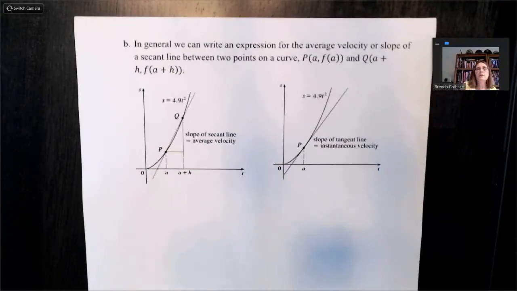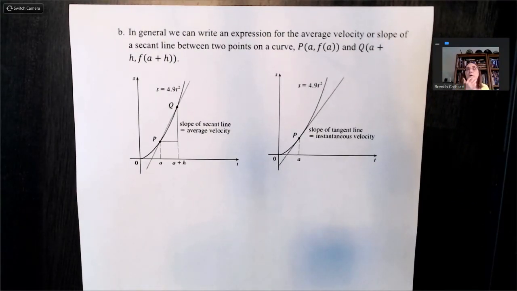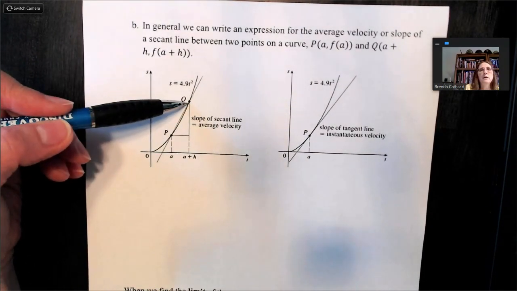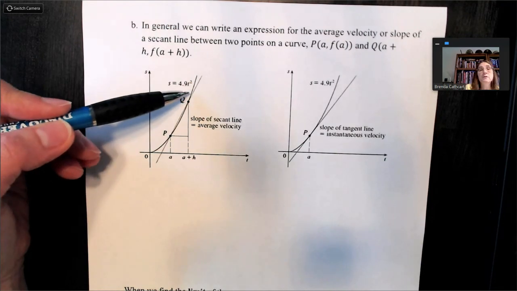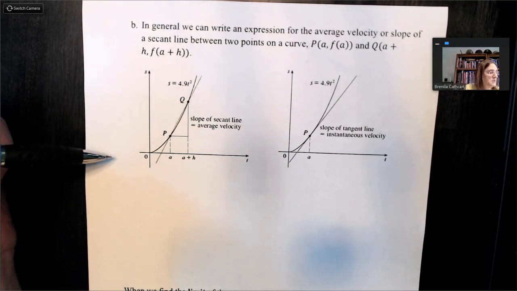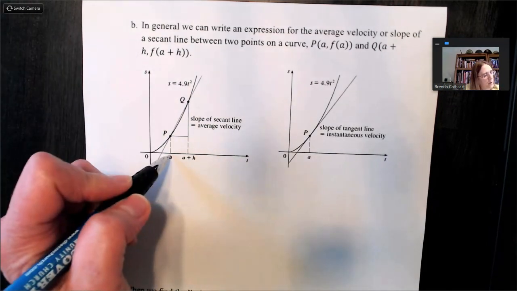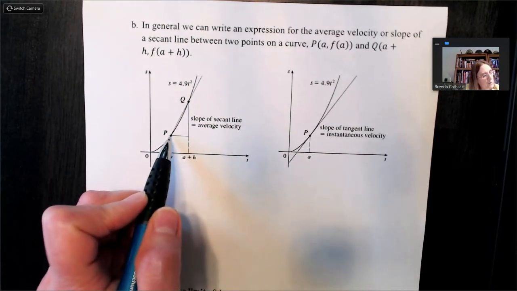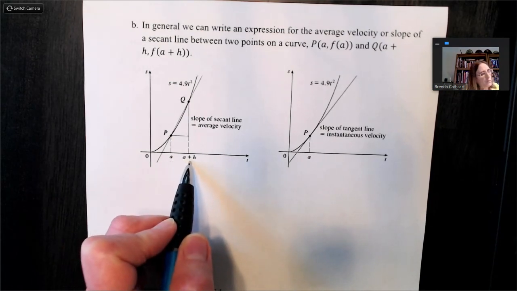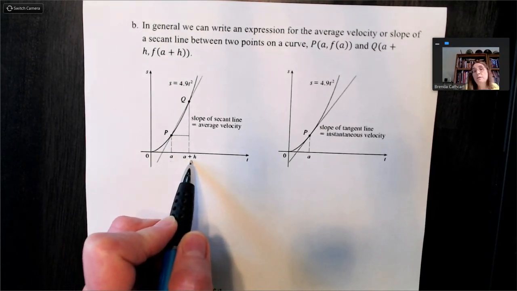One last thing here. In general, we can write an expression for the average velocity or the slope of a secant line between any 2 points on a curve. So suppose I have a curve right here and a point P and a point Q, using our same rule here, S equals 4.9t squared. If point P has an x-coordinate of A, and I move just to the right a little bit, so now I'm at A plus H.